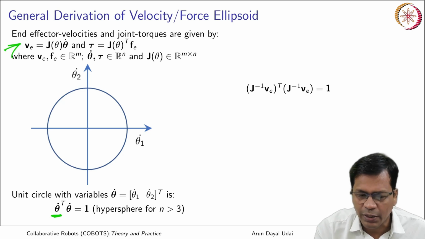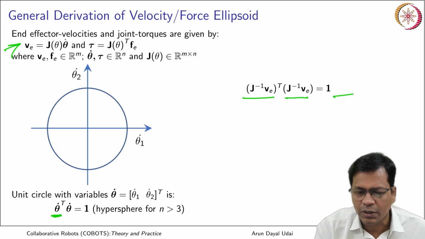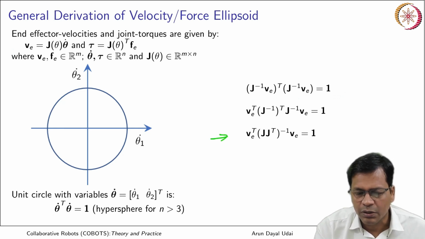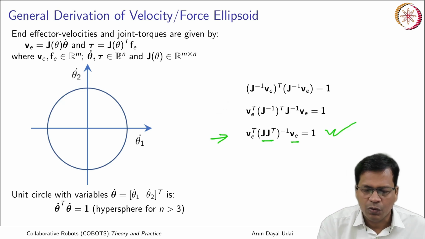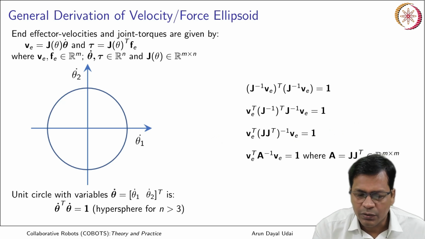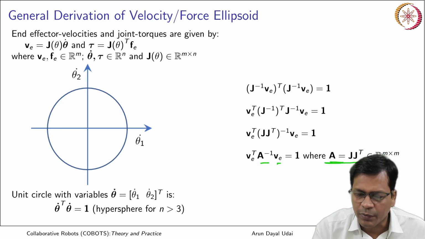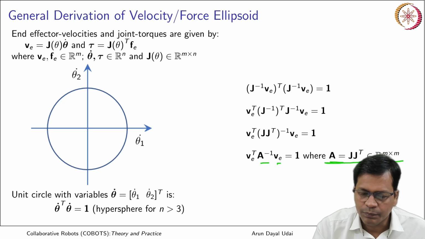So if I substitute that here, it becomes this. If I reduce it further, it becomes this, and further reducing it will give me this. So VE transpose (JJ transpose) inverse VE would become equal to 1. Okay. So this is equal to VE transpose A inverse VE, where A is equal to JJ transpose. That is an M cross M matrix, so this is now a square matrix.